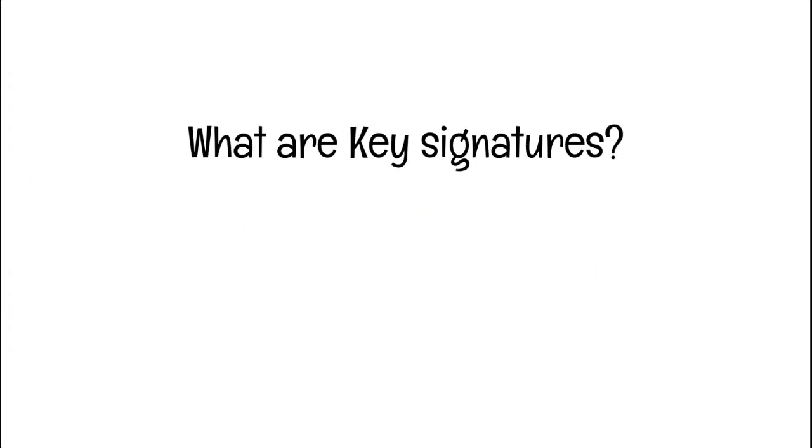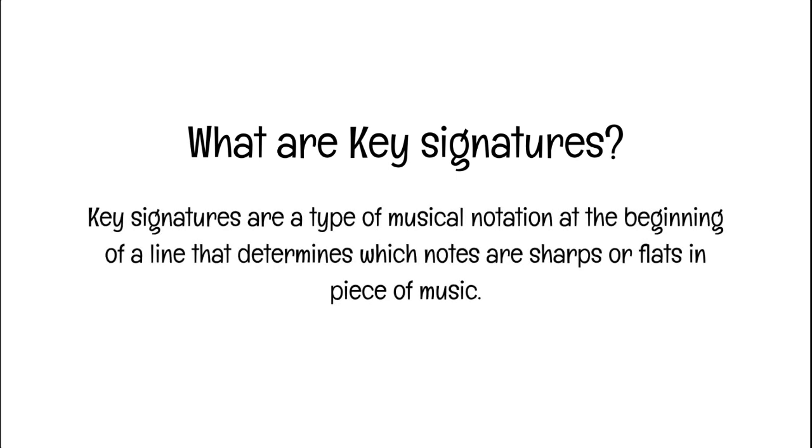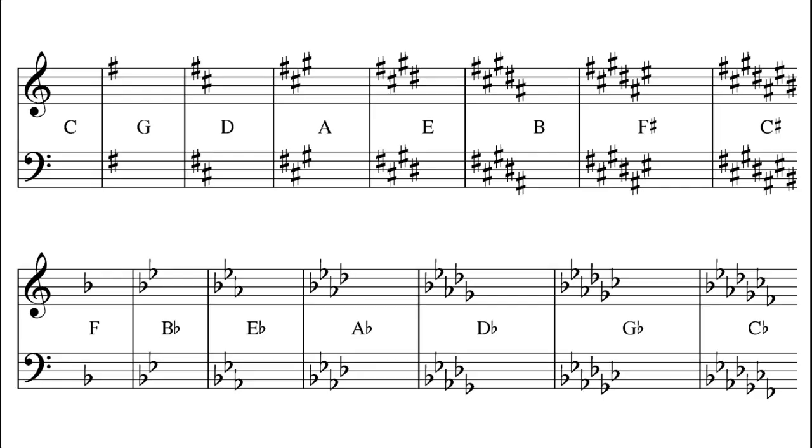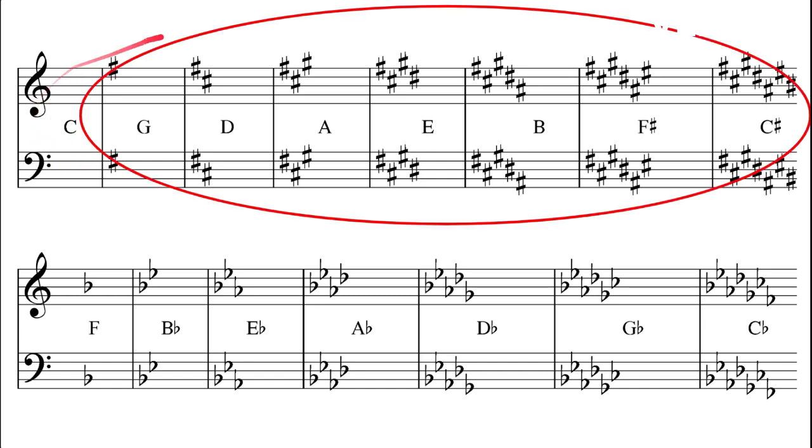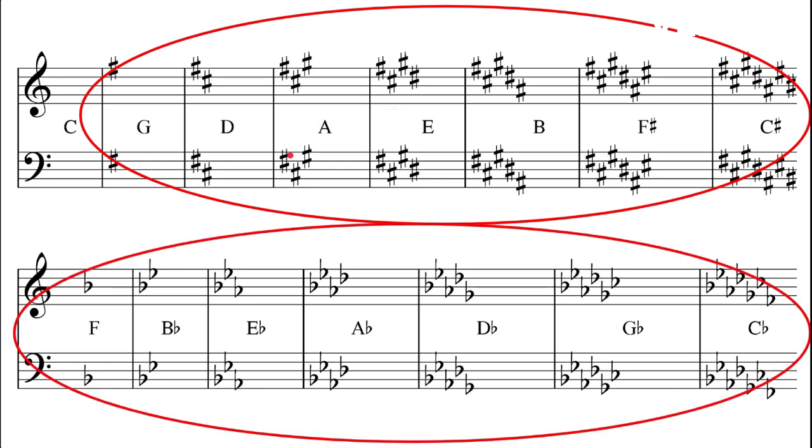This is called a key signature. A key signature is a type of musical notation at the beginning of a line that determines which notes are sharps or flats in a piece of music. There are 15 different key signatures in total. One of them doesn't have any sharps or flats, and that is C major. We have 7 different key signatures that correspond to sharps, and we have 7 different key signatures that correspond to flats, and each one has a major key assigned to them.